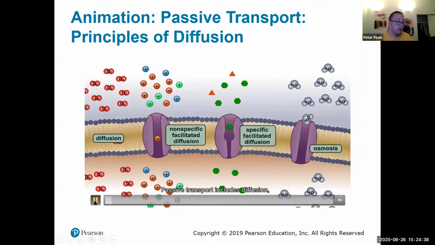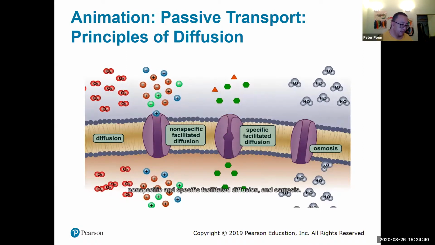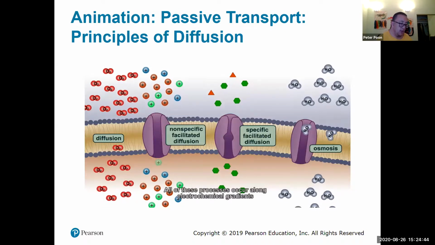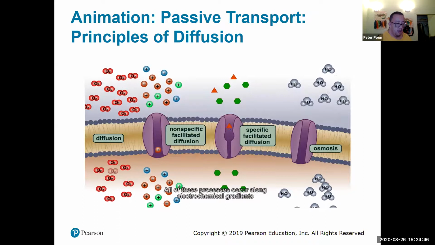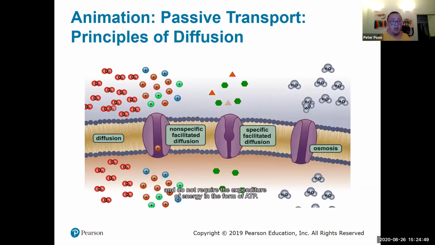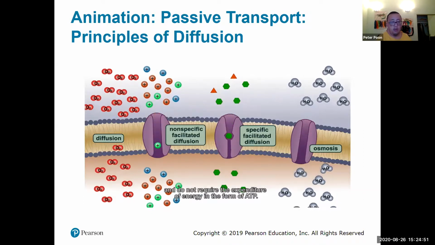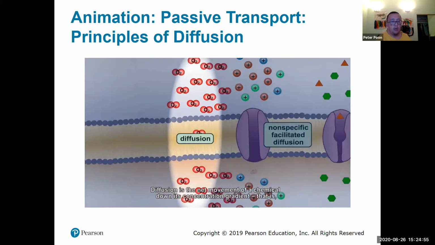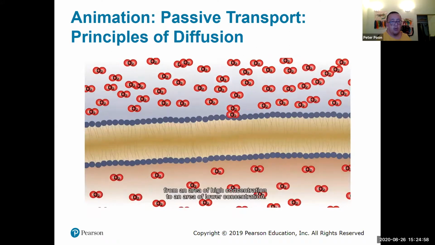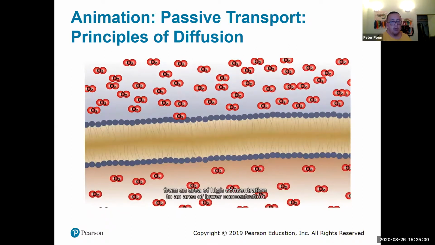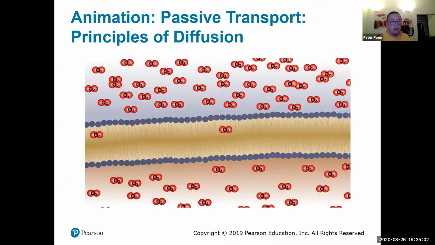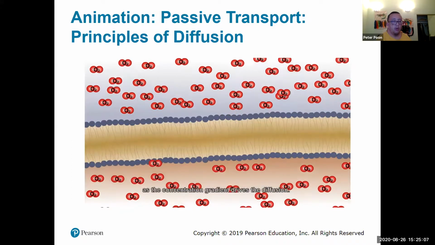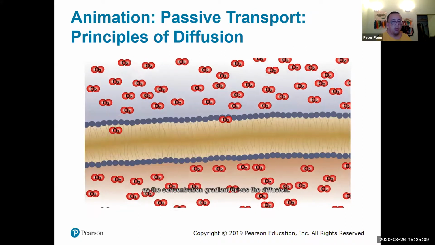Passive transport includes diffusion, nonspecific and specific facilitated diffusion, and osmosis. All of these processes occur along electrochemical gradients and do not require the expenditure of energy in the form of ATP. Diffusion is the net movement of a chemical down its concentration gradient, that is, from an area of high concentration to an area of lower concentration. This diffusion requires no energy expenditure by the cell, as the concentration gradient drives the diffusion.